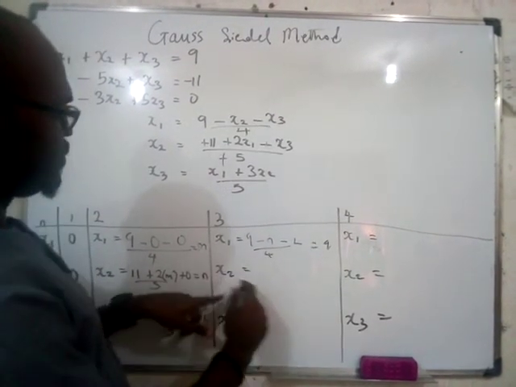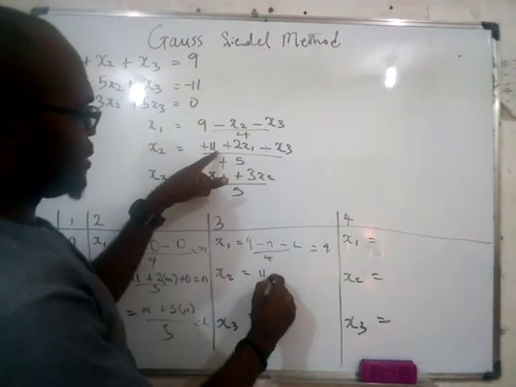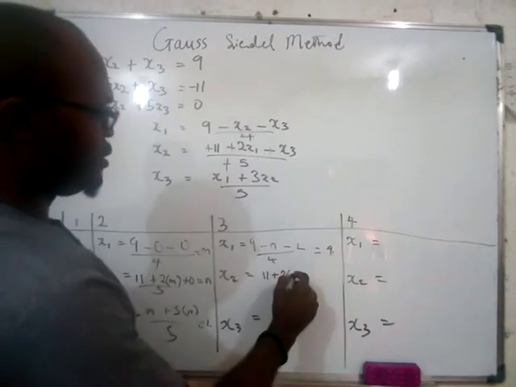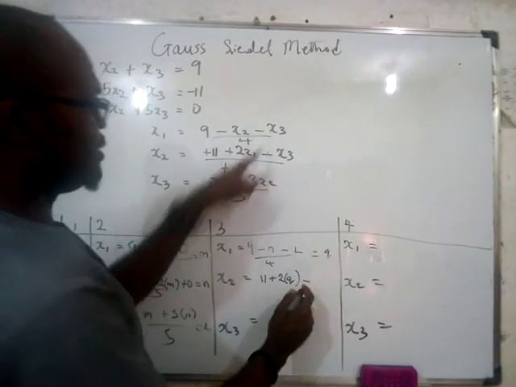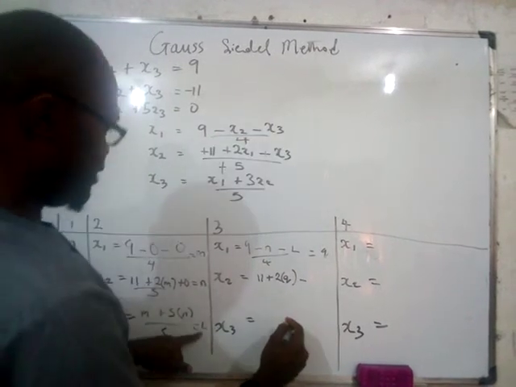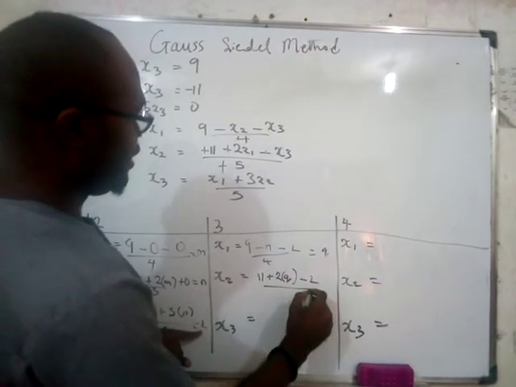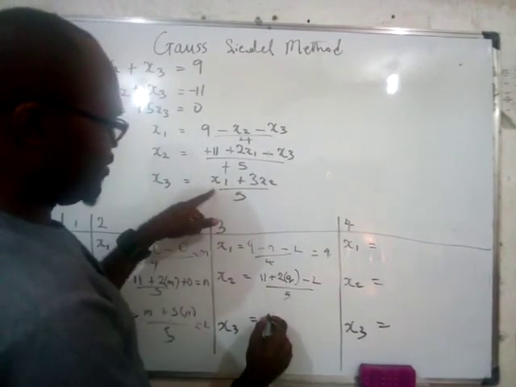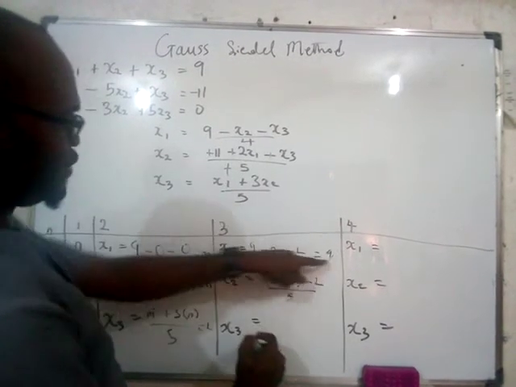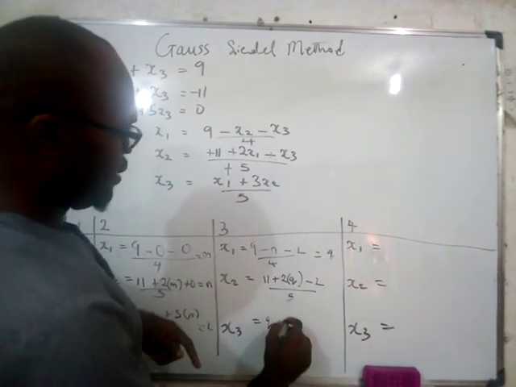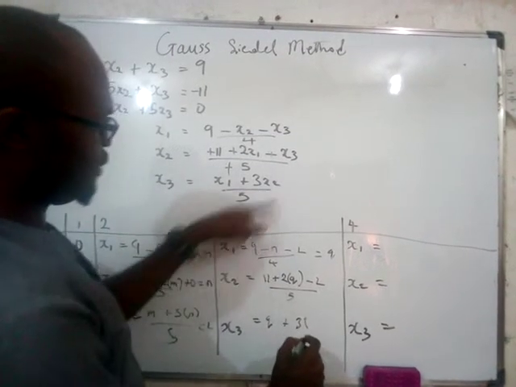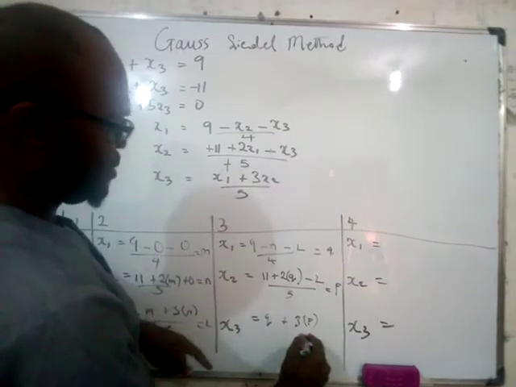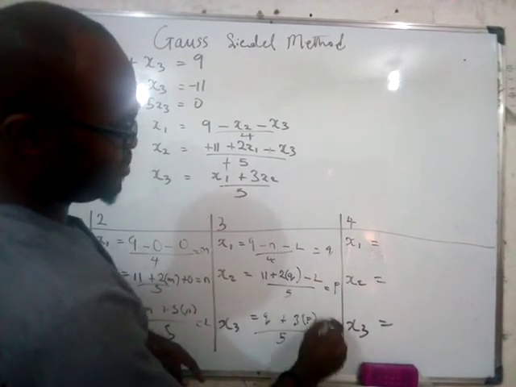So to find x2, you're going to have 11 plus 2x1. The latest value of x1 is now Q, minus the latest value of x3, which is L, all over 5. Let's say that gives P. Now to find x3, you still use this equation: x1, the latest value is now Q, plus 3 times the latest value of x2, which is P, all over 5, to give us, say, R.